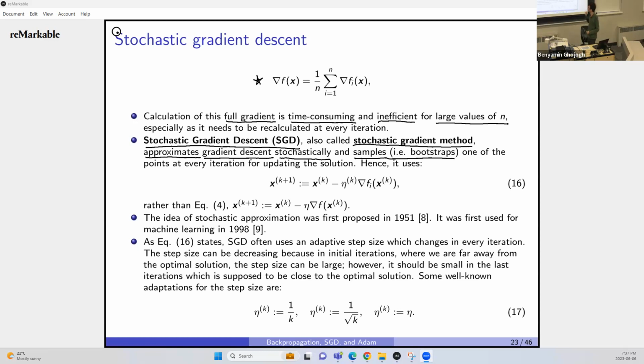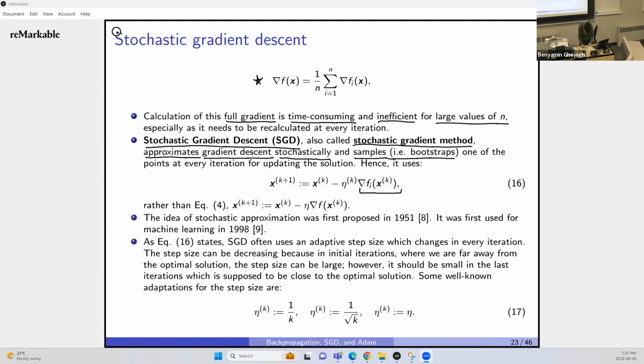This is called bootstrapping. Either bootstrapping or simple random sampling, which is sampling without replacement. It doesn't matter. Simple random sampling is sampling without replacement. Bootstrapping is sampling with replacement. Either of them is fine. You can sample or bootstrap one of the points at every iteration for updating the solution.